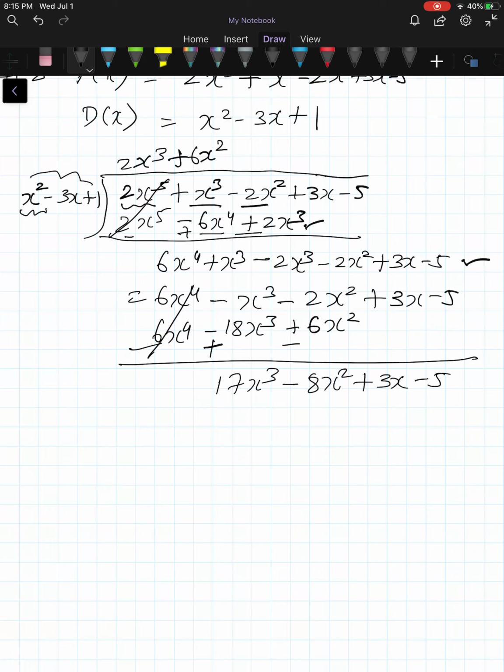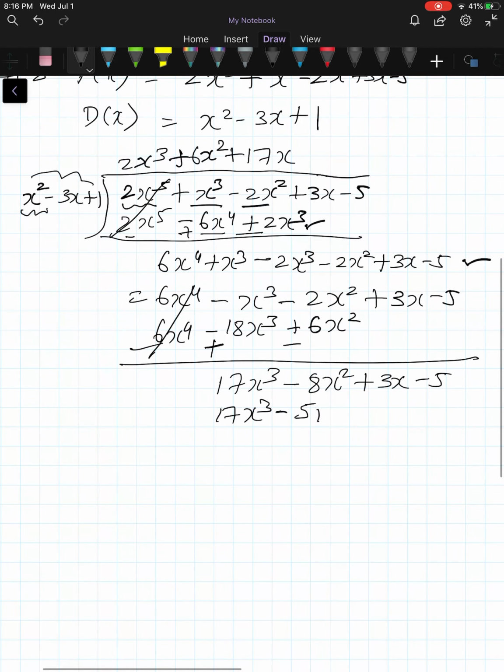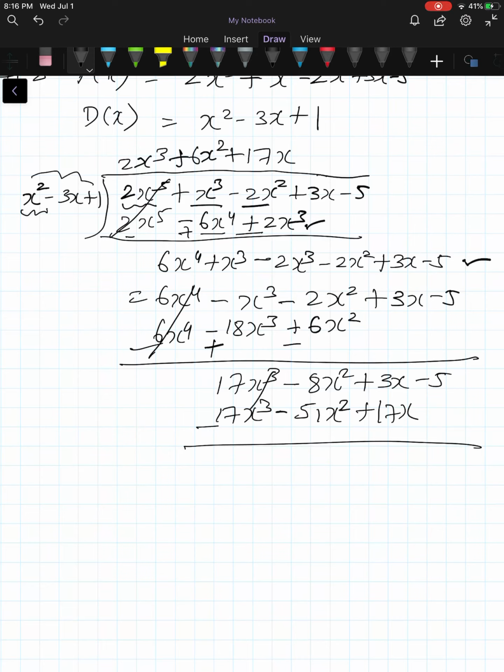Now to get 17x cube, what should you multiply with x square? Write it in the quotient. So that would be 17x, correct? So you get 17x cube. Okay, then 17x times negative 3x is negative 51x square. Okay, and plus 17x. So again simplified further, plus 17x cube and minus 17x cube will be cancelled.